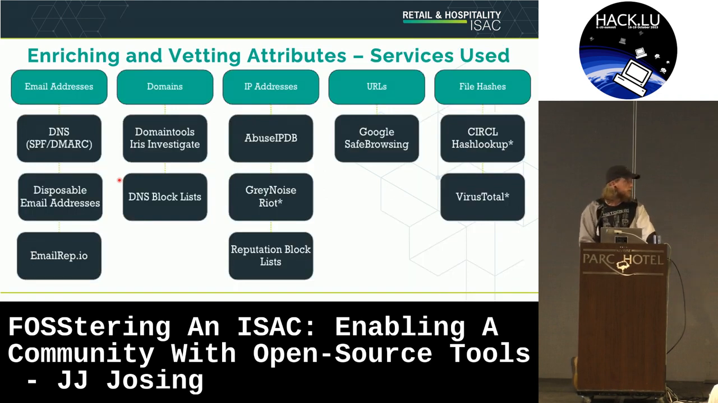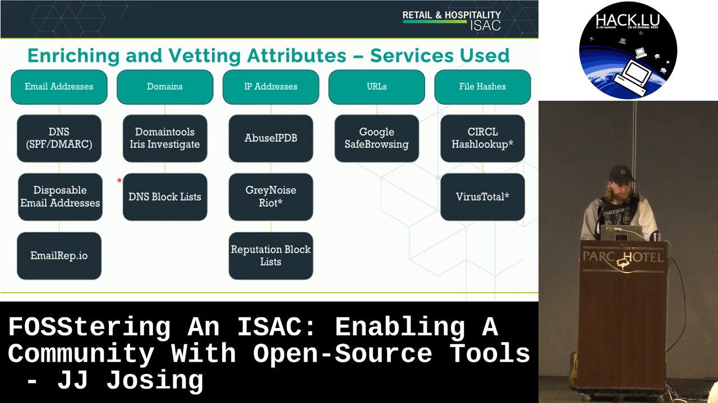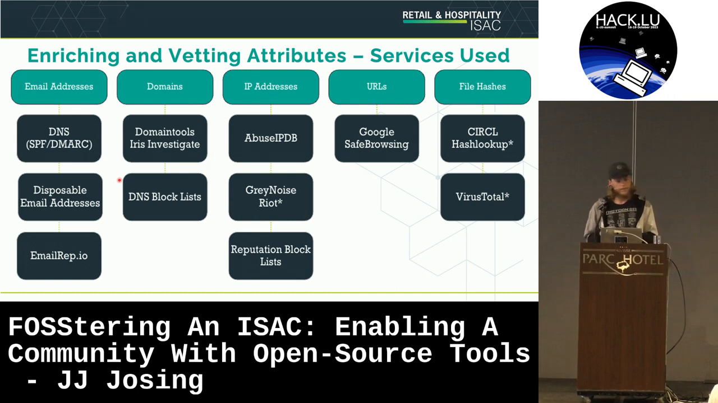These aren't all the services that are included in PyOTI, but these are the ones that we use for our enrichment and vetting. Based on the different attribute types, it determines which services they're run through. Emails, we're checking SPF and DMARC records: is this domain spoofable? Is it a disposable email address? Using emailrep.io to get reputation on the emails. Domains, getting domain risk scores, seeing if they're on reputation block lists. IPs, looking at the abuse confidence scores, and also seeing if they're on reputation block lists. GreyNoise RIOT is a great service.